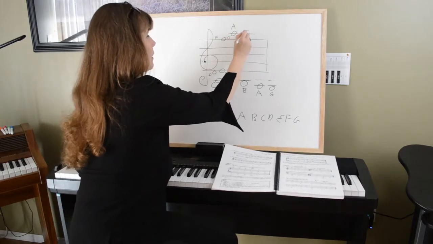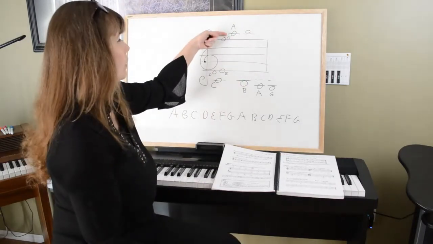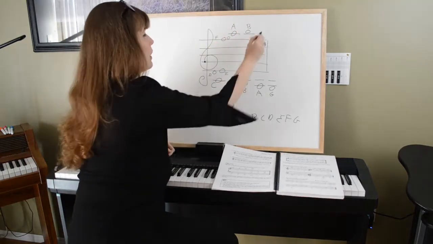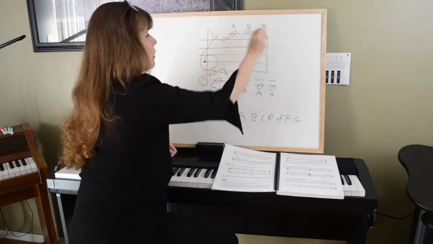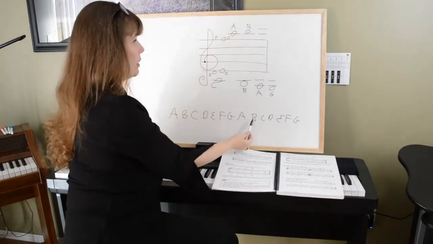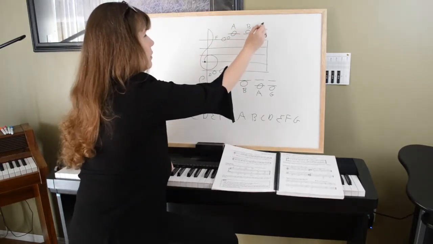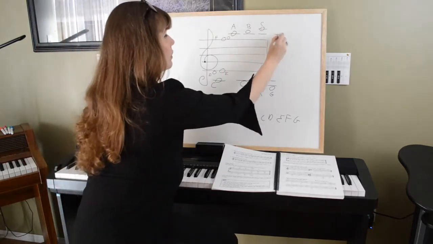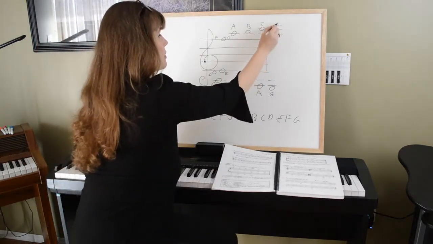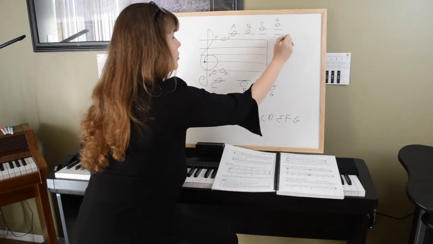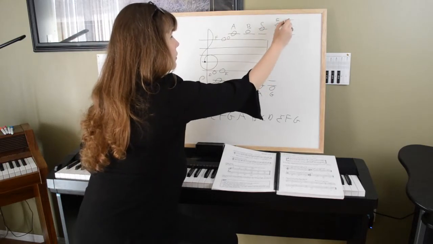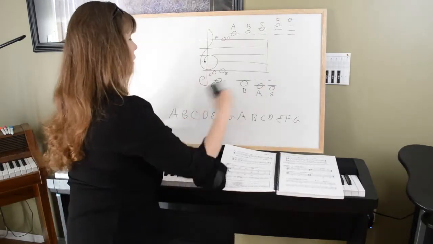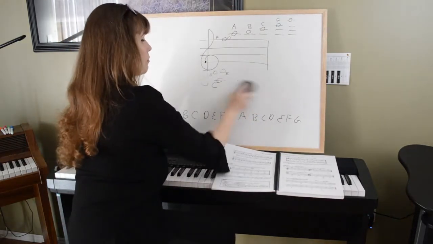Now if I redraw my ledger line, after A in the alphabet comes the letter B. So that's a B. And let's do an extra ledger line. After B comes C. And we can keep going up. You can have more ledger lines. That would be an E. That would be G. And it keeps going. Okay, let's have a look at the bass clef next.